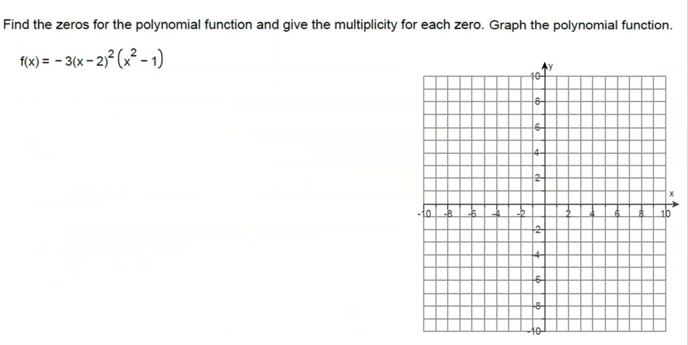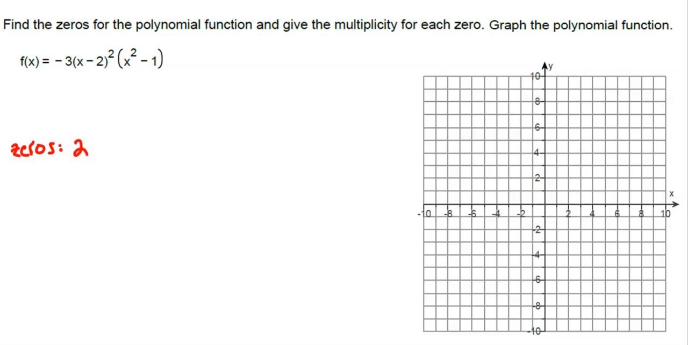Now we're being asked for the zeros of the polynomial function and the multiplicity of each zero, and then graph the polynomial function. So there's a lot going on in this problem. So let's start with the zeros. Zeros are numbers that make the function equal to 0, and since this one's already factored, that's pretty easy to do. First of all, we'll look at the x minus 2, and we know that x minus 2 is equal to 0 when x is 2.